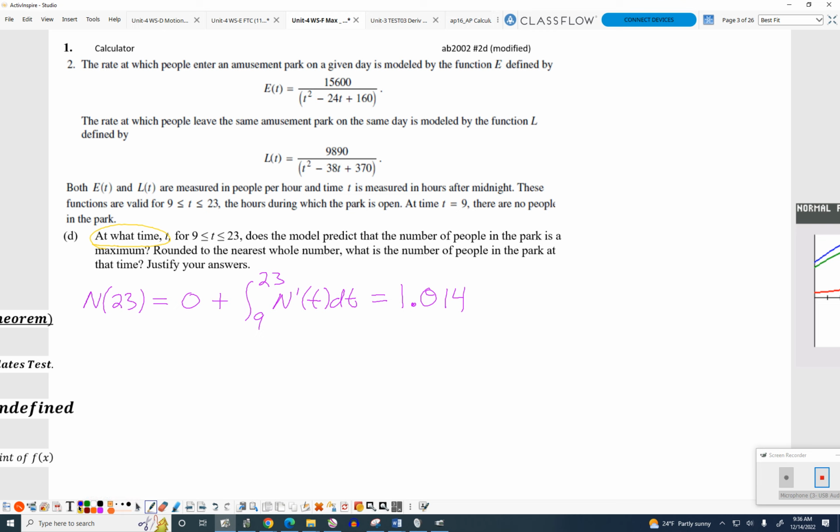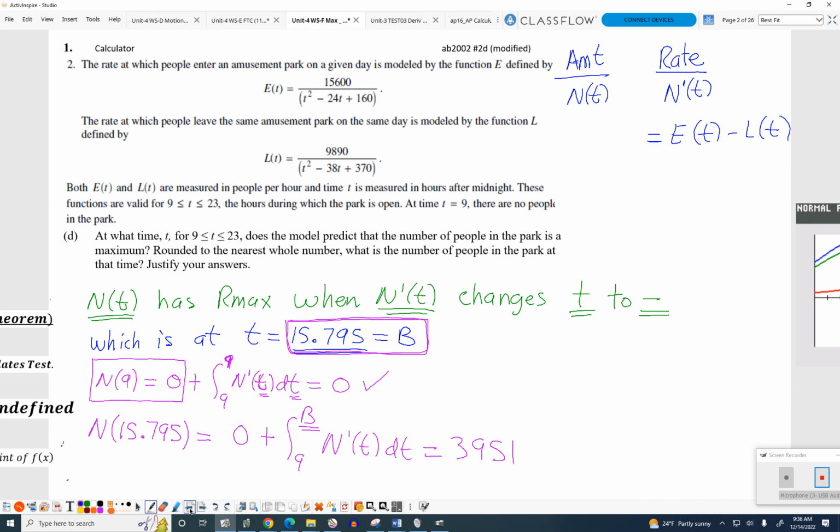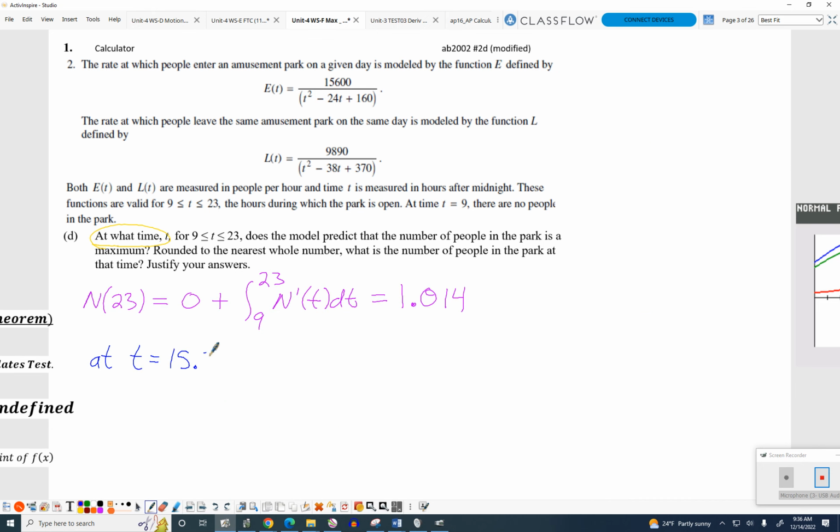You need to be careful, otherwise you lose careless points. So let's see, at t equals 15.795, thank you. I need units, so that would be hours. Let's see, how would I write this? This time, n of t is greatest.